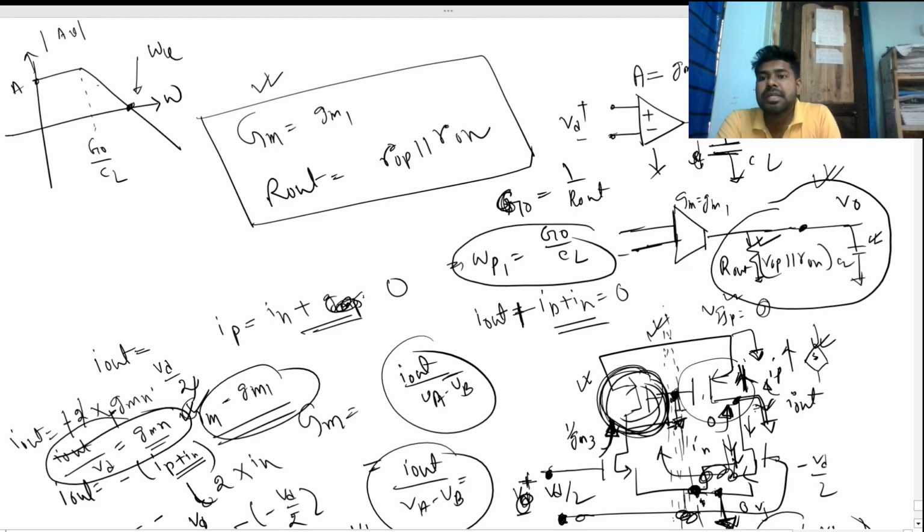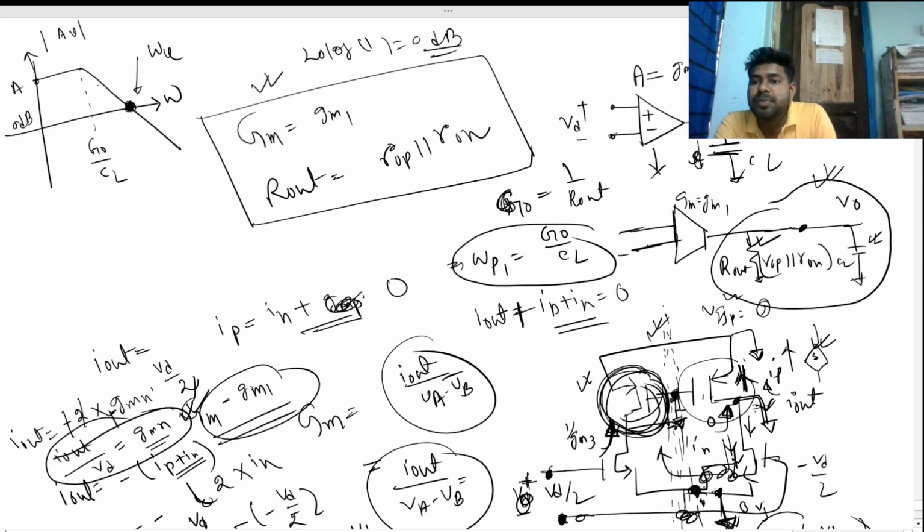We know that the unity gain frequency is the frequency at which the gain becomes 1 in linear scale, right? And the gain becomes 0, this is 0 dB, right? If we take 20 log 1, this will be 0 dB. So now we have to find this point, and from this expression we can directly find that.